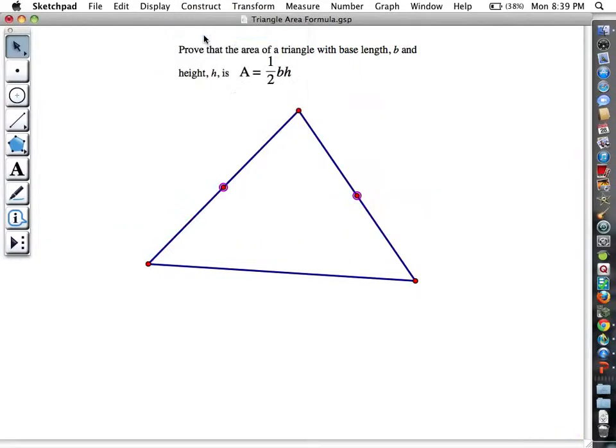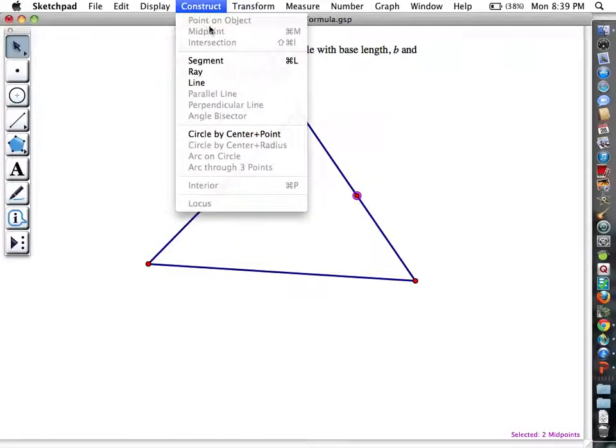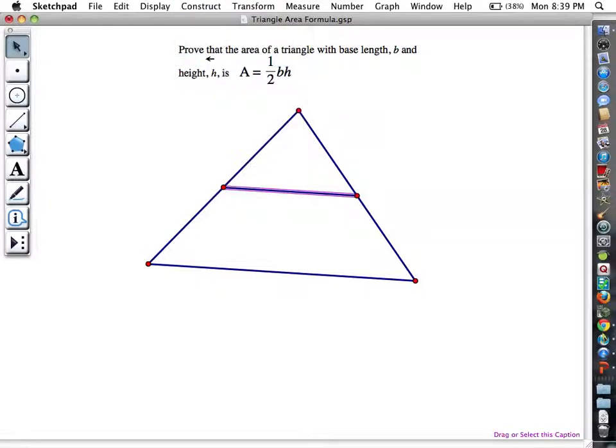So I'm going to construct the mid-segment of the triangle, which is there. And now that I've done that, I can start to visualize where the rectangle is going to be. And by the rectangle, I mean the rectangle that has half the height of the original triangle and the same base as the original triangle. So the question is, how do I get this triangle region here to be over here and over here?